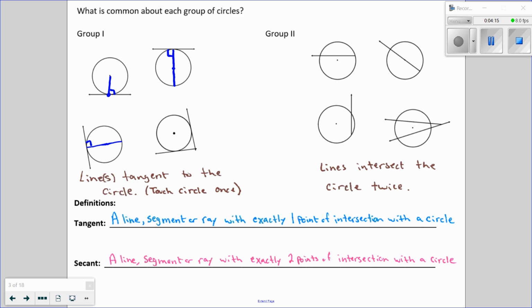But the difference between a chord and a secant is that a secant has to be extended, has to have part of it outside the circle. Okay, that's called a secant versus a tangent line. There's a secant line. Tangent line touches once, secant line slices through.